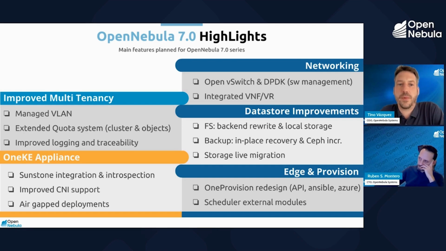features of OpenNebula. In terms of Kubernetes, the OneKE appliance, we want to improve the integration with Sunstone. Also, the ability to present information about the state of the Kubernetes cluster in Sunstone as well. We want to improve the support for CNI, and we want to enable air-gap deployments. In terms of networking, we want to improve the drivers for OpenVSwitch and DPDK, and we want to have a better integration of the BGP and VR appliances also in Sunstone.